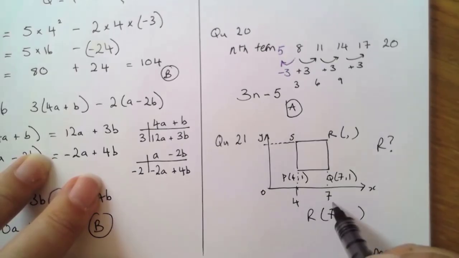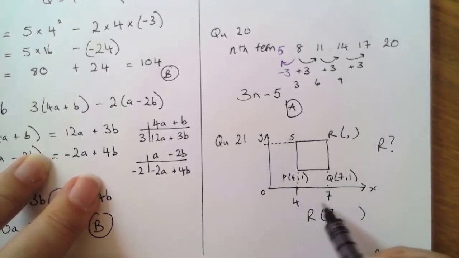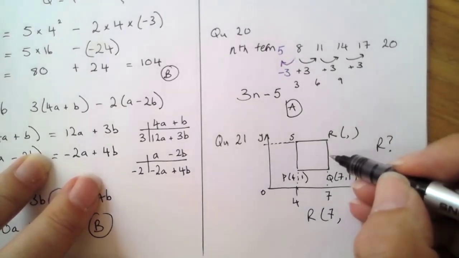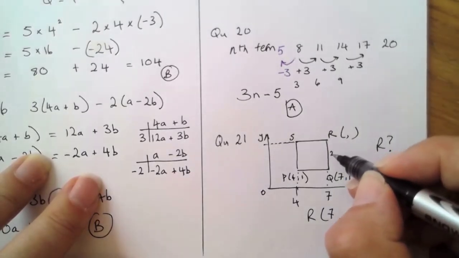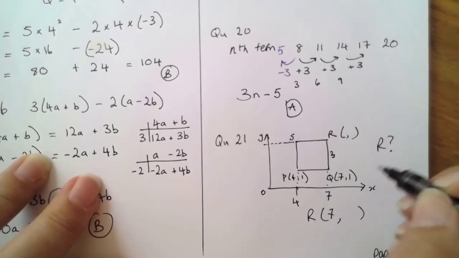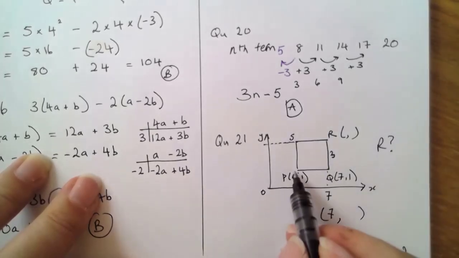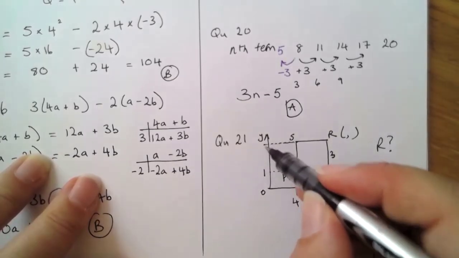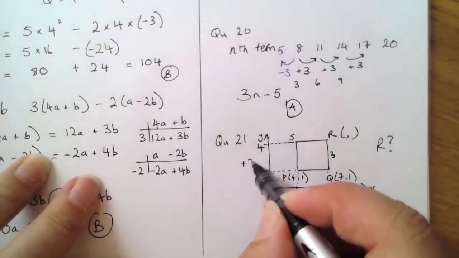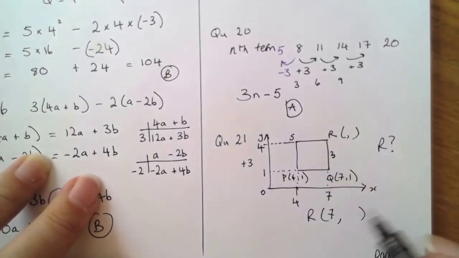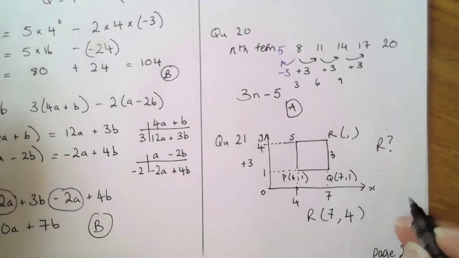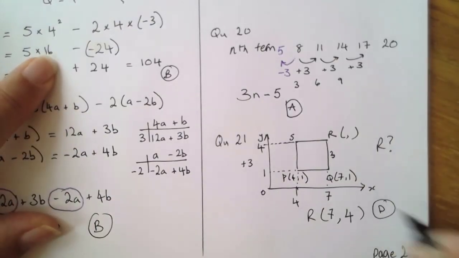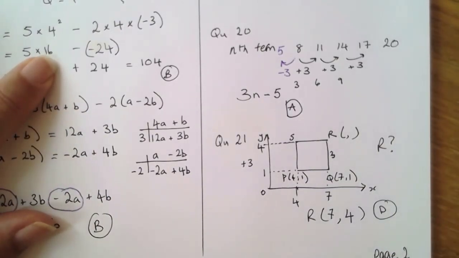We're going from 4 to 7. The distance between 4 and 7 is 3. Every dimension, because this is a square, is 3. So the y ordinate for both of these is 1, and we have to add 3 to get us to 4. So this will be the answer, which is answer D.